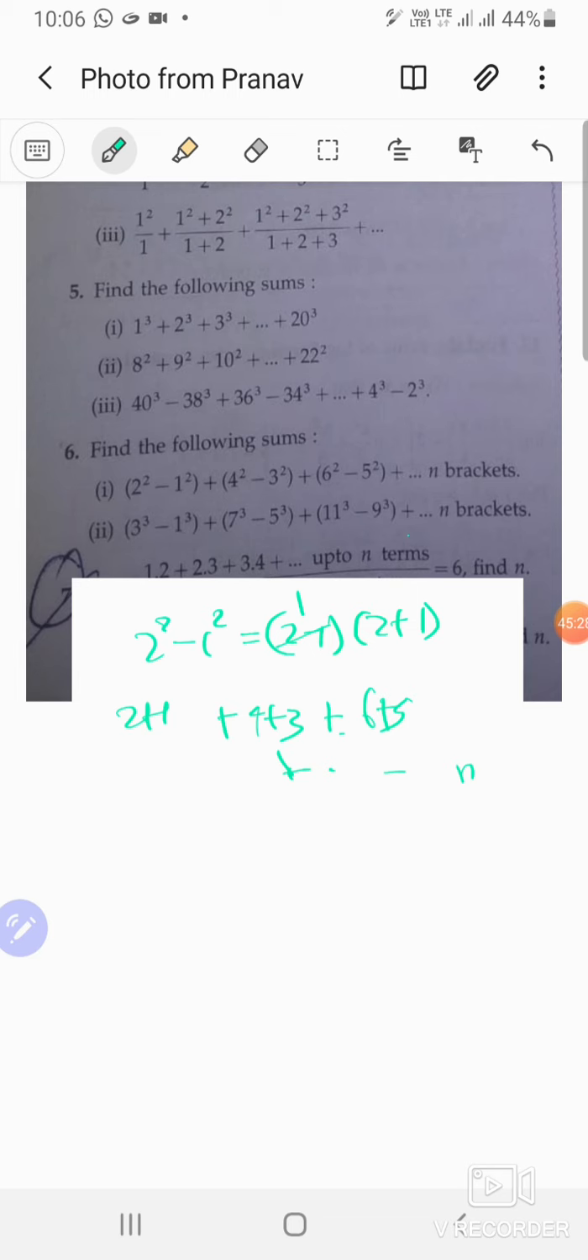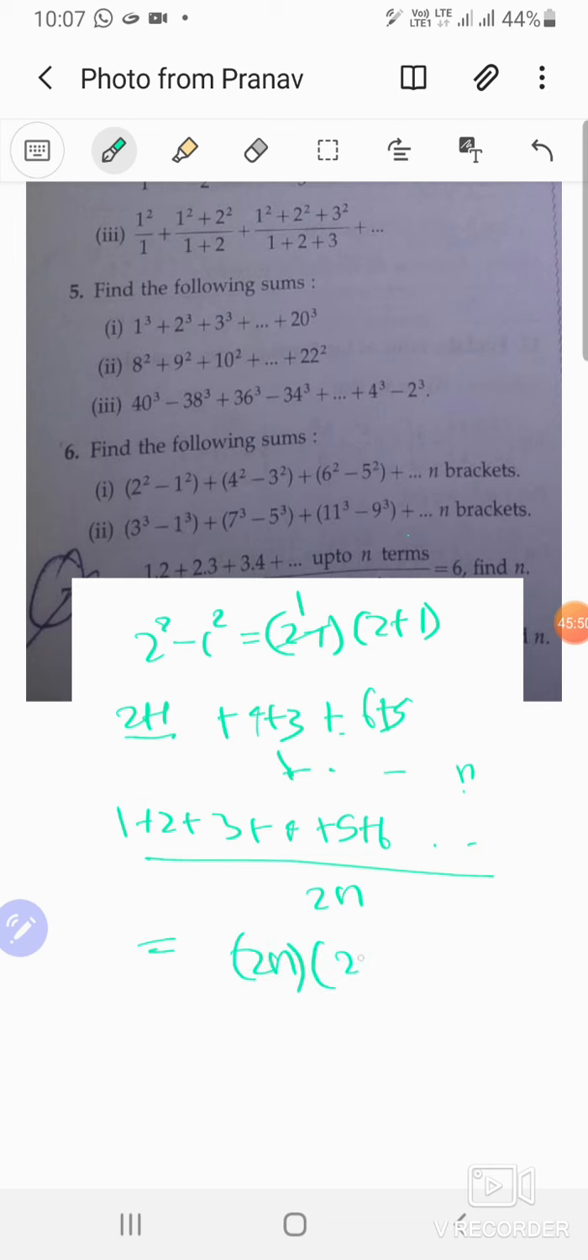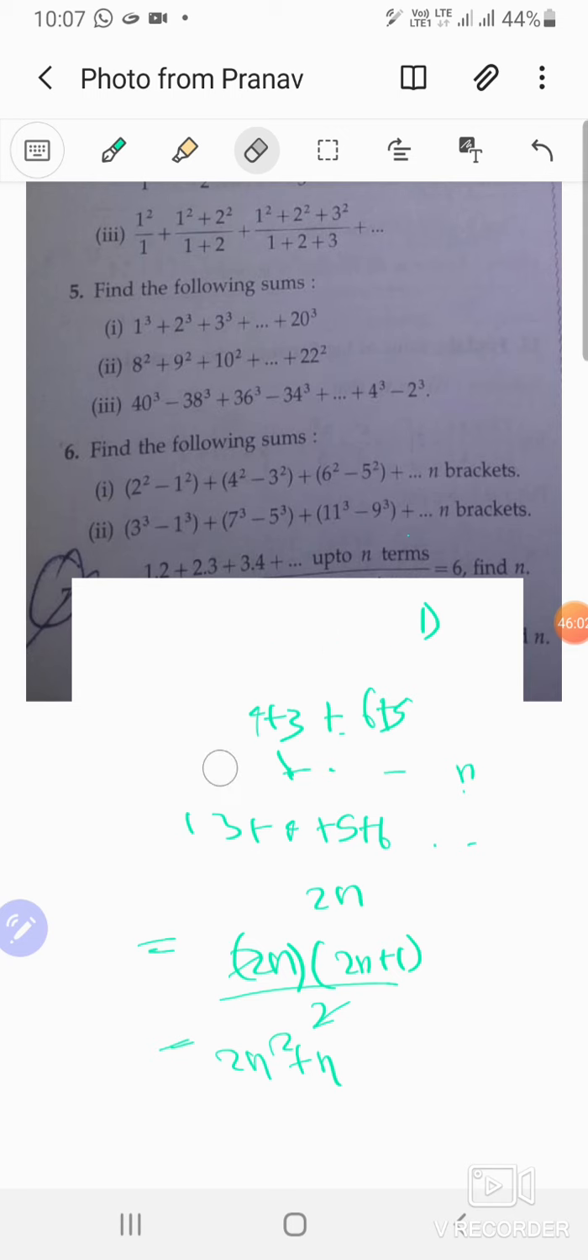Each of these brackets contains two terms, so there are going to be 2n of these terms. So 1 plus 2 plus 3 plus 4 plus 5 plus 6 till 2n, I mean 2n numbers. That's the sum of the first 2n natural numbers. So it's 2n times (2n plus 1) upon 2. This cancels, and we got 2n squared plus n. Easy. This was nice.